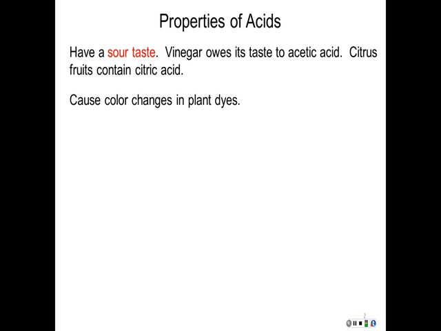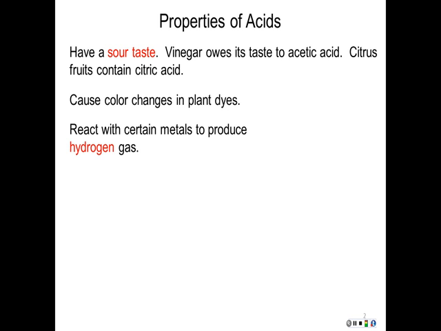Acids change the color of dyes from plants. In fact, this is one of the properties that we have for acids. There are many different plant dyes that are affected by acids. The most common one is called litmus. Litmus is red in an acid.